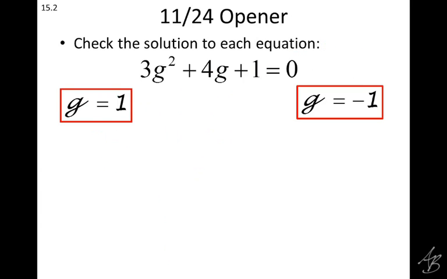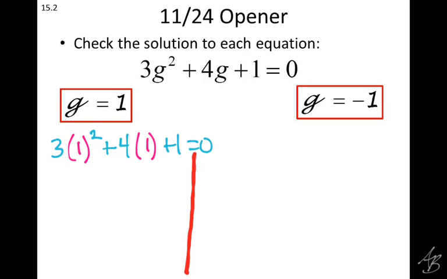All right, this one, we have two possible answers, so we're going to check each one separately. Let's start with the g equals positive 1 here. So just like the last one, we're going to plug in 1 anywhere we see a g. So it's going to look like this. And we want to simplify each side of the equal sign. Do we have to do anything on the right side? No, the right side's already simplified. That's 0. We can't get any simpler than that.